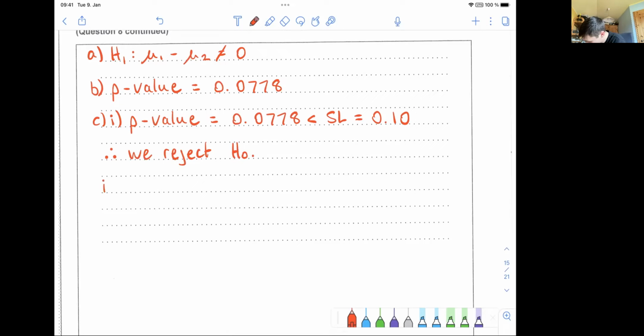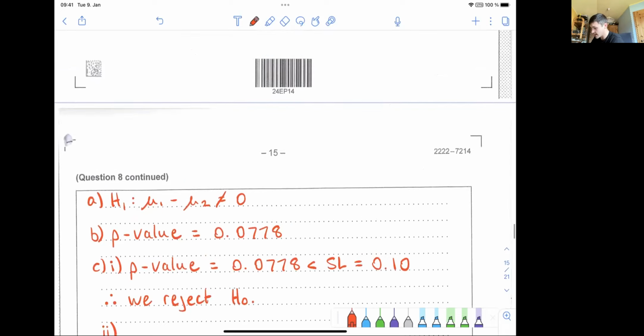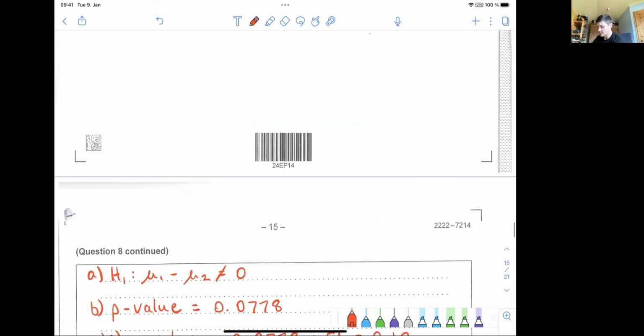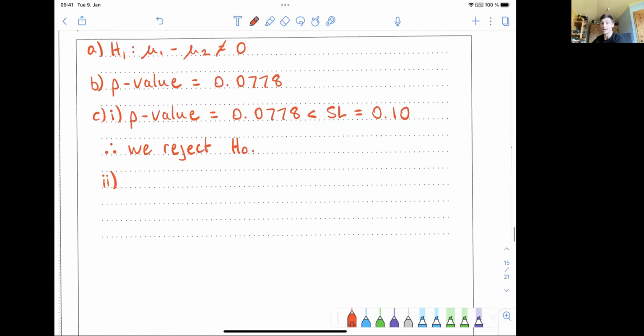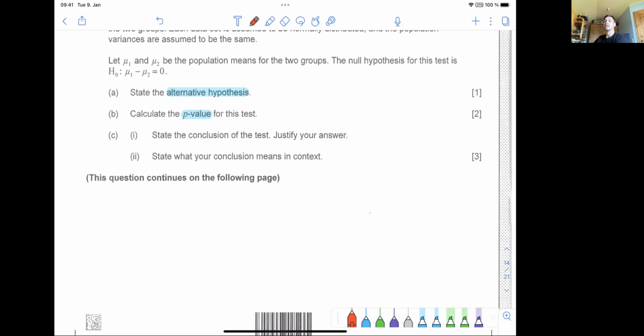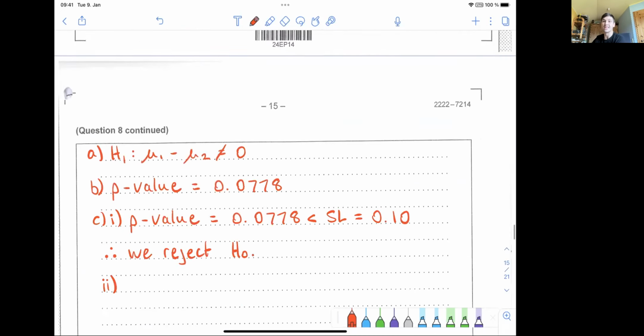Now let's move on to part 2 and see what that asks. State what your conclusion means in context. So this is going to be in the context of the question, which is talking about the reaction times of the drivers, whether they have a passenger or whether they're talking on the phone. And since we're rejecting the null hypothesis, which states that the means are equal to each other, our conclusion is that the means are not equal to each other.